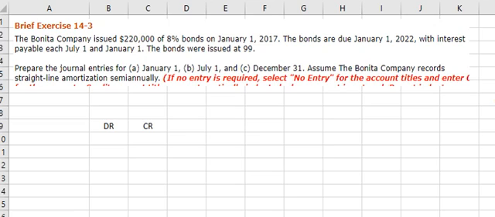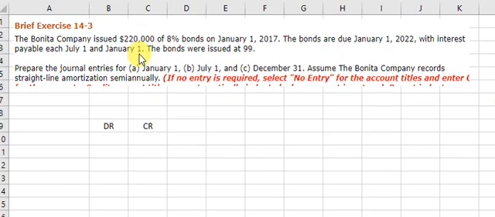All right, this is brief exercise 14-3. Bonita Company has issued a $220,000 8% bond on January 1st, 2017. Now, the bond is due in 2022, which means it's 5 years. But we also have to look at the interest payments, which are July and January, so that's twice a year.